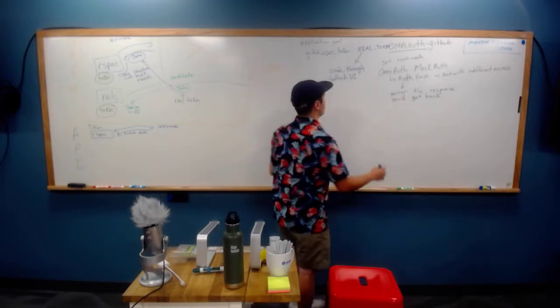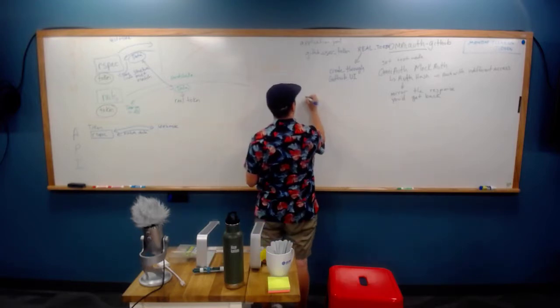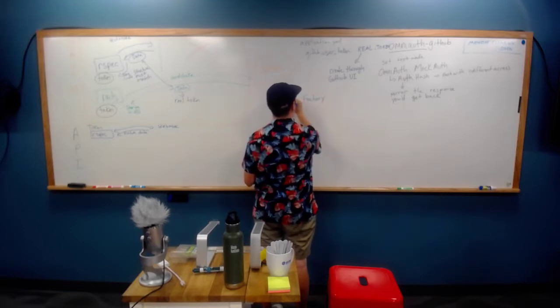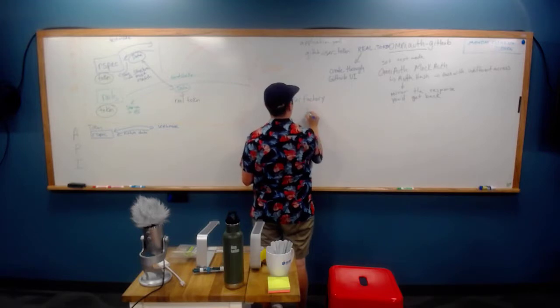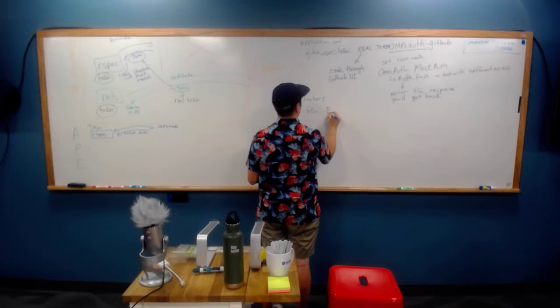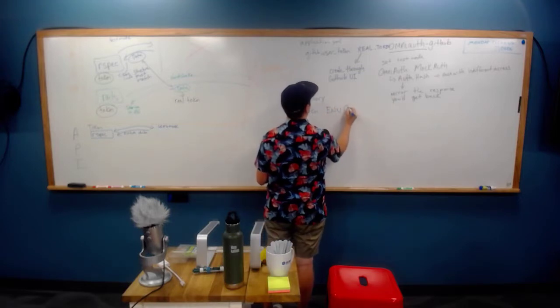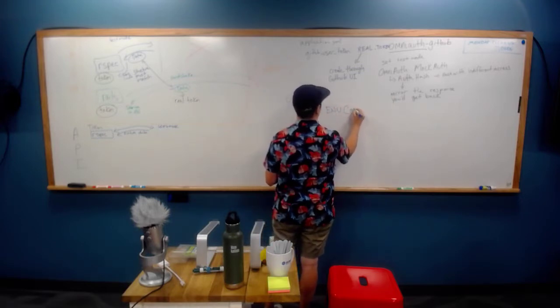It's just that the user that you stub out will have a factory, so you might have a user factory that has a token field that happens to point to ENV GitHub user token.